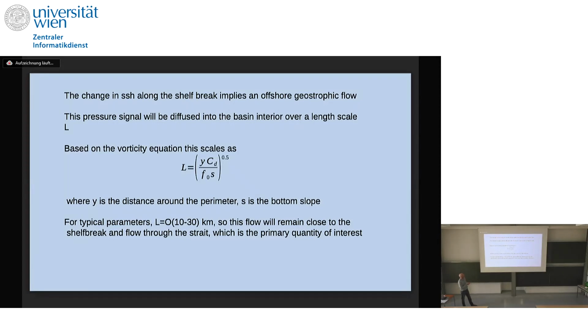If we put in typical numbers for each of these parameters, this offshore length scale is 10 to 30 kilometers, so it's pretty small. So even if I'm getting some mass leaking over the edge of the shelf, it's going to stay pretty close to the shelf. The main diagnostic I'm interested in here is the flow through the strait. So even if it spills a little bit onto the top of the slope, it's still going to go around and go out the strait.